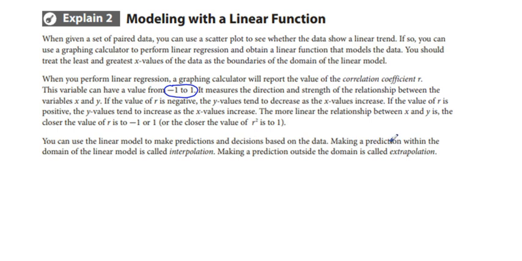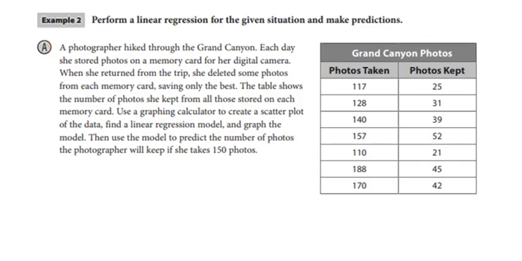Making a prediction within the domain of a linear model is called an interpolation. Making a prediction outside the domain is called an extrapolation. So usually your interpolation is going to be more realistic since it's within the bounds of the data than an extrapolation, which requires an extension outside. Okay, perform a linear regression for the given situation and make predictions.